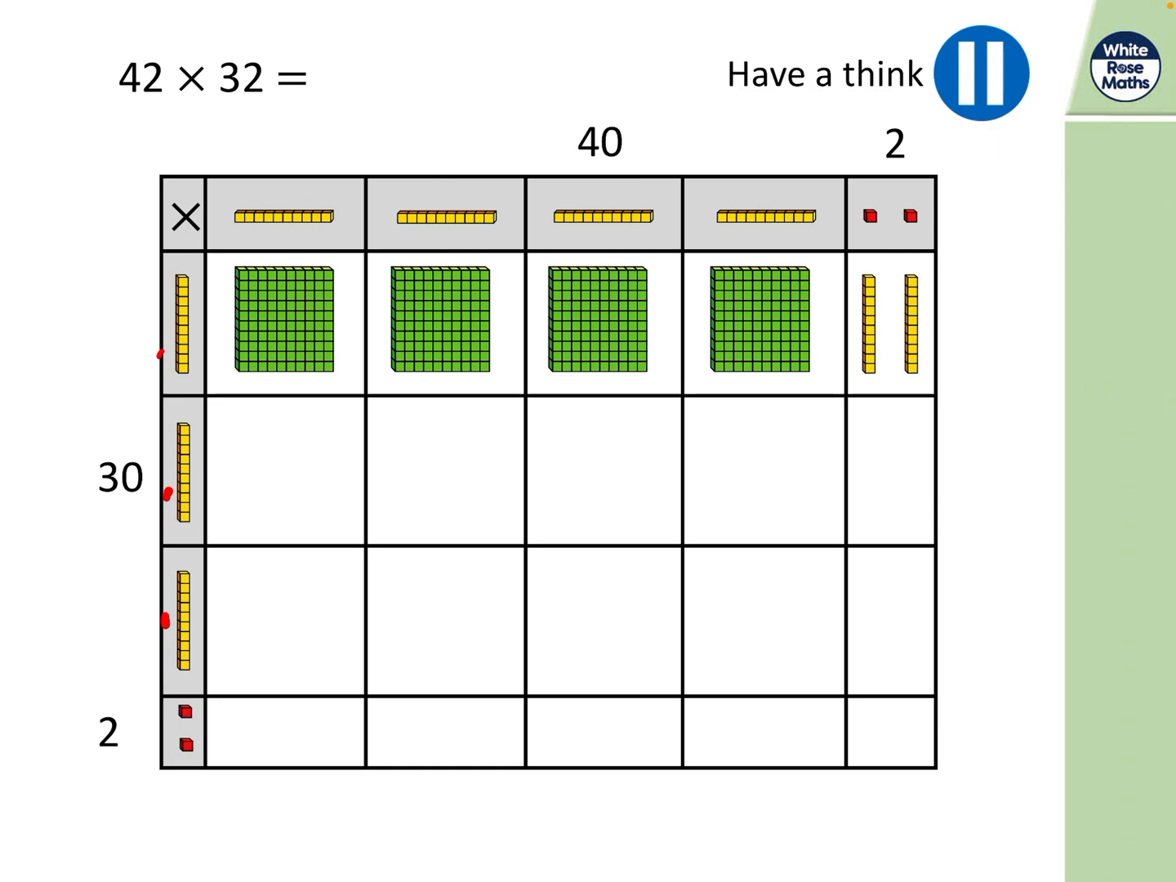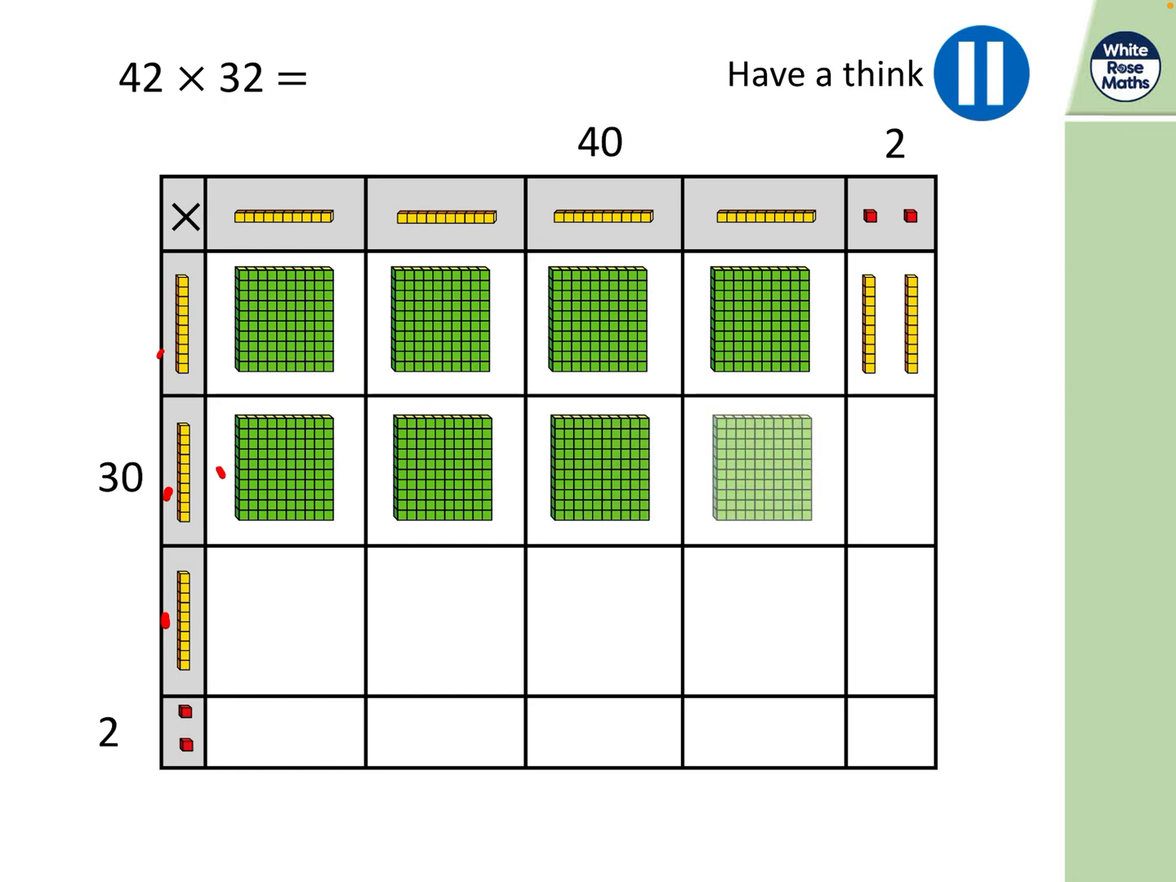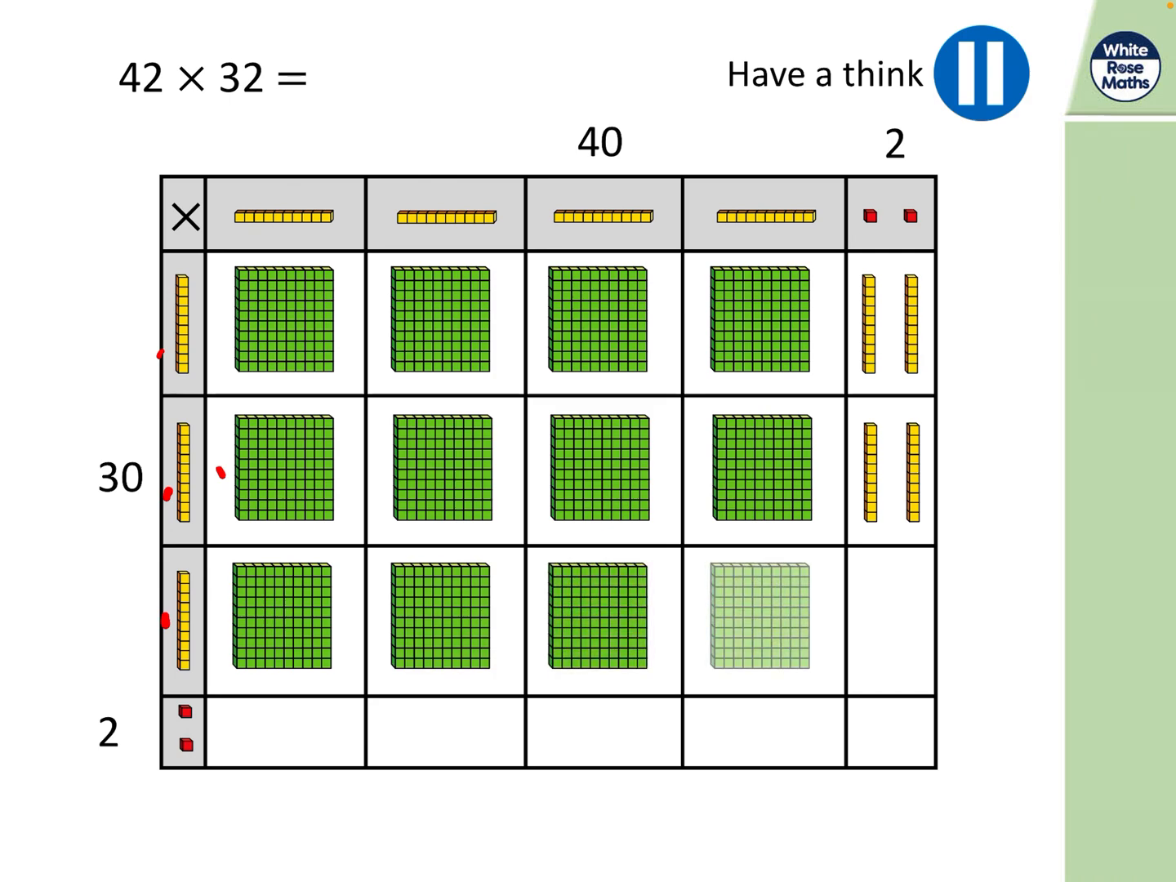10 times 10, 10 times 10, 10 times 10, 10 times 10, and 10 times 2. Well done. So far we've done 10 times 42. And that is of course 420. We're going to do the same thing again. 10 times 10, 10 times 10, 10 times 10, 10 times 10, 10 times 2. Well done. And again we're going to do the same. So far we've done 42 multiplied by 30.